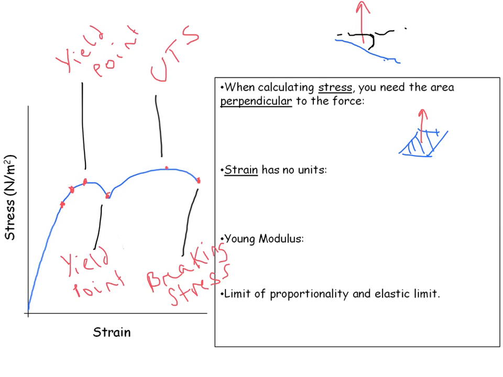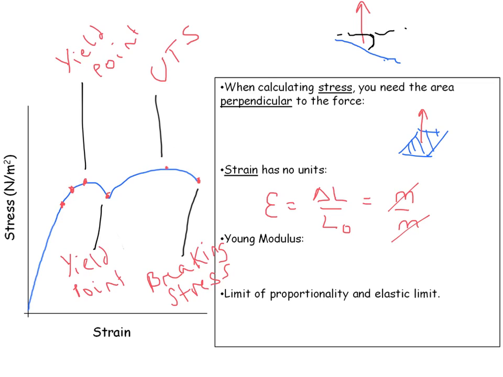Second key thing, strain has no units. Because we calculate strain, and we use this symbol for strain, it's your change in length divided by the original length, which you will see written as L0. If we look at the units of that, we've got meters over meters, which cancels out and you end up with no units. So if you're asked to calculate the strain of something, remember not to give any units because they'll probably have the mark scheme penalise for incorrect units.